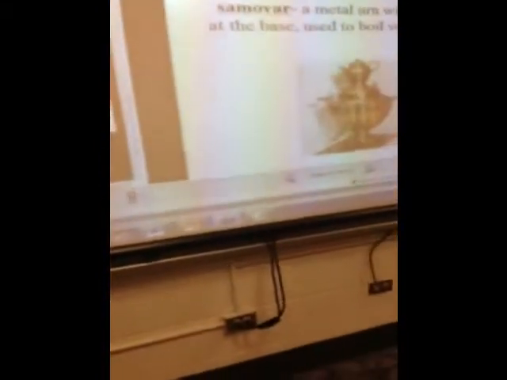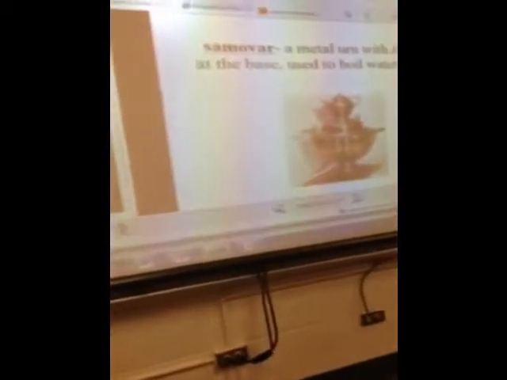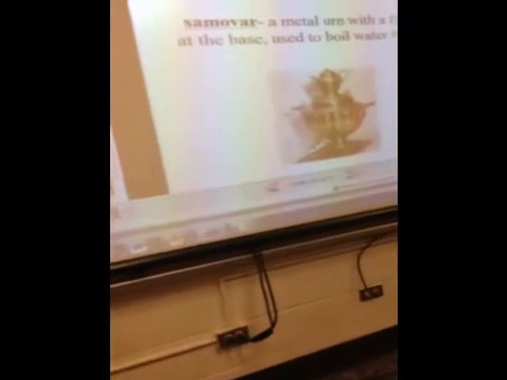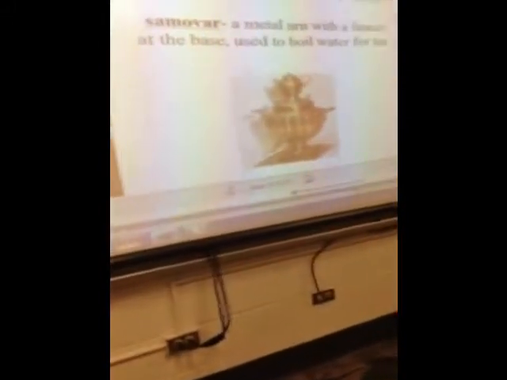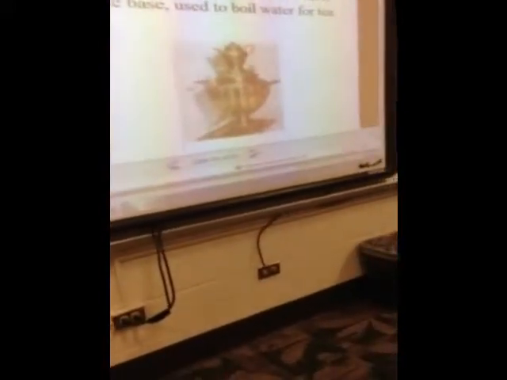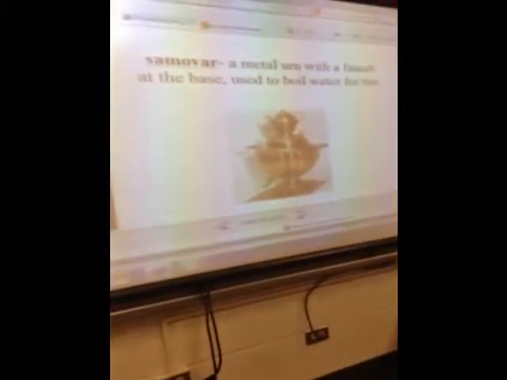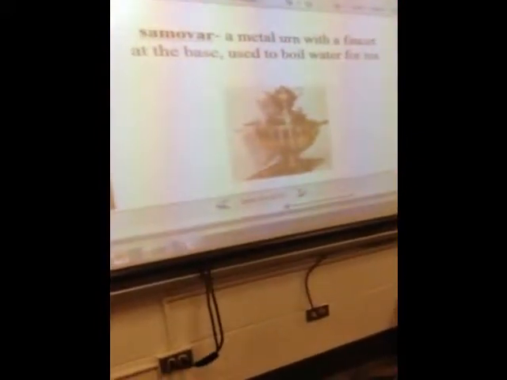This is what this is. It's a metal urn, like a pot, with a faucet at the base. Base is the bottom. Used to boil water for tea. So they use this. This is a fancy teapot, basically, or a tea kettle. How many of you have seen a tea kettle? You put it on the stove, and when it heats up, it starts whistling at you. That's what this does. Only it's a lot more fancy than that. Okay.